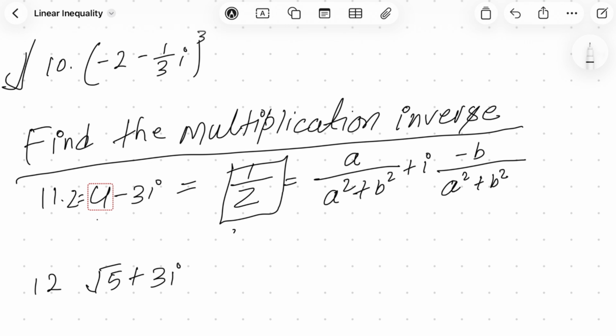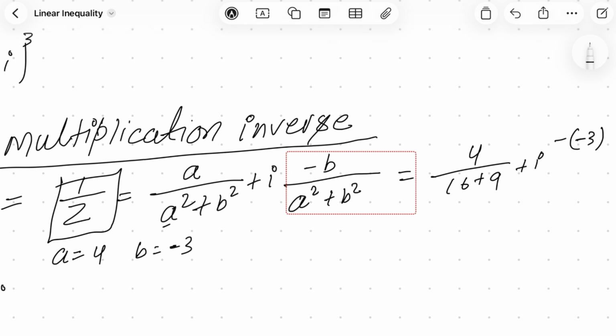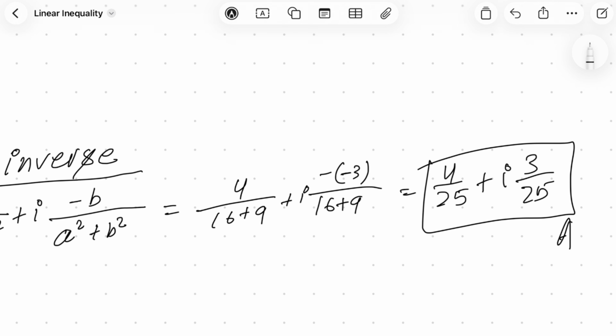So now we have a equal to 4 and b equal to minus 3. Okay, now we will put the values: 4 by 16 plus 9, plus iota times minus, minus 3, that is b, by 16 plus 9. Okay, now we can write 4 by 25 plus iota 3 by 25, and this is the answer.